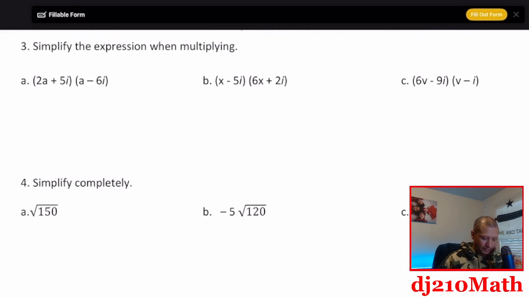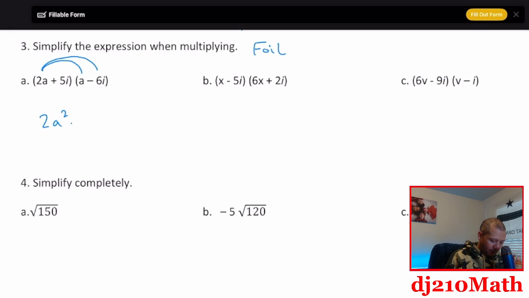Okay. Simplifying the expression by multiplying. So here, we're going to do FOIL, right? First, outer, inner, last. That's the acronym we use. And remember, when you're multiplying variables, you add the exponents. The exponents go up by 1. So this is 2 times a. So this is 2a squared.